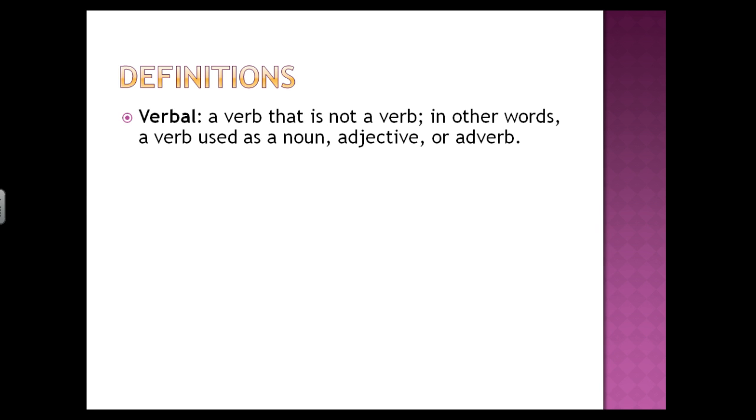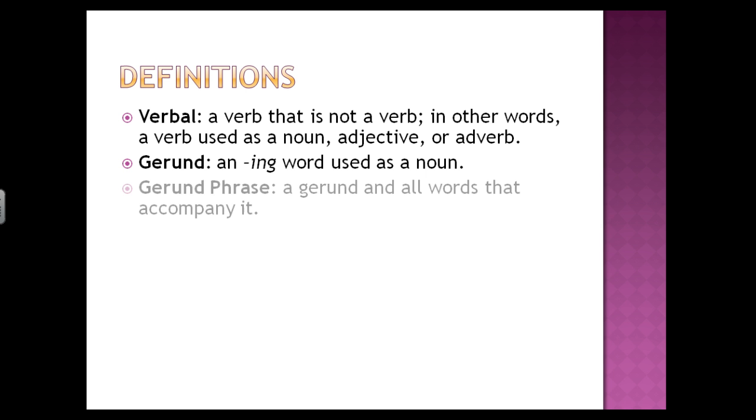First definition. A verbal is a verb that is not a verb. In other words, it is a verb that's being used in a sentence as a noun, an adjective, or an adverb. It's not going to be a verb in that particular sentence. A gerund is one type of verbal. This is an ing word used as a noun. More precisely, it's going to be the present participle form of a verb being used as a noun in a sentence. Another definition is that of a gerund phrase. A gerund and all the words that accompany it would be the gerund phrase.